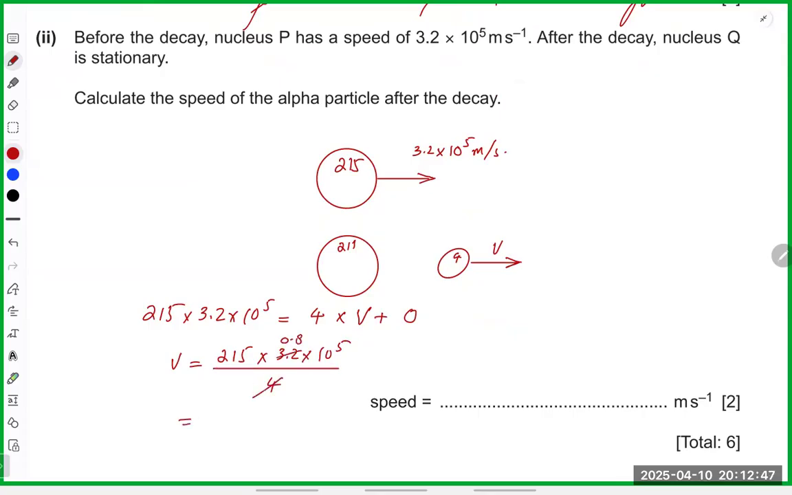I'm getting 1.72 into 10 to the power 7 meters per second. I think you can confirm that if you have a calculator. If you want to present your final answer in two significant figures, it has to be 1.7 into 10 to the power 7 meters per second.